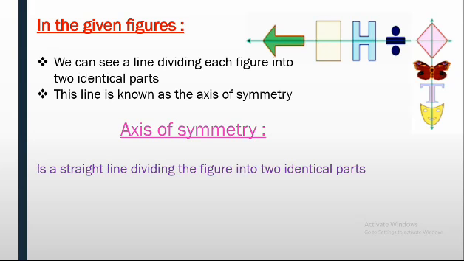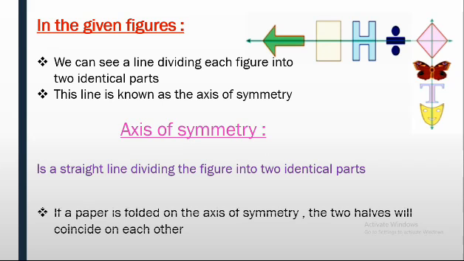The axis of symmetry is a straight line dividing the figure into two identical parts, which means if a paper is folded on the axis of symmetry, the two halves will coincide on each other. If we imagine that we have a paper here and we fold it, we can see the two parts are congruent to each other and coincide on each other. Well, does this mean all figures have an axis of symmetry?